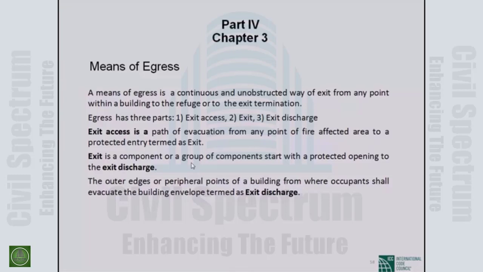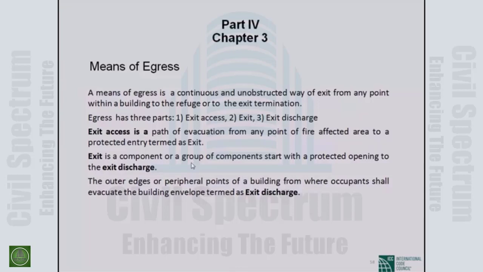The total means of egress we divide into three parts. One is exit access, exit, and exit discharge. This is a high requirement for a fire safety doc. Actually, this is the main life safety area where you have to be very careful, because at the incident of fire, a person has to move in this way so that his life can be saved. This is the path of evacuation from any point for the people, so that people can go outside of the incident. Within a few minutes, he has to go outside for his life. So this is a very deciding thing.